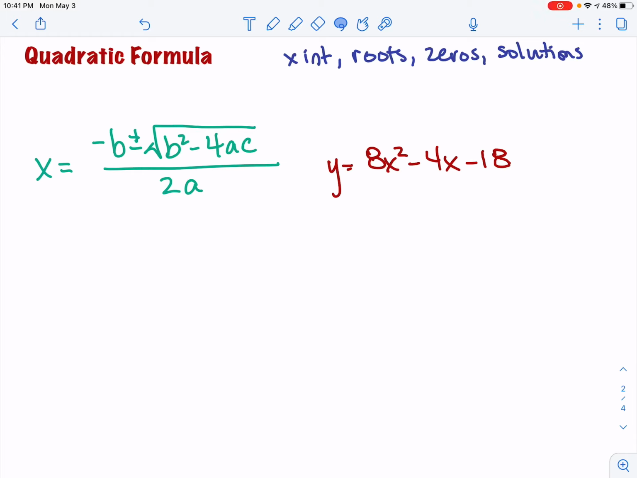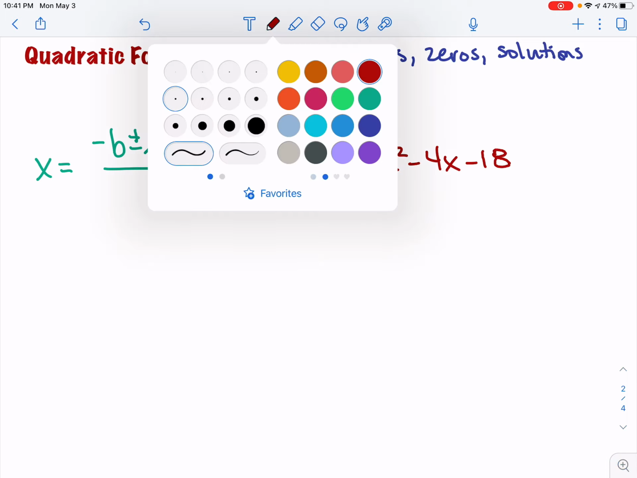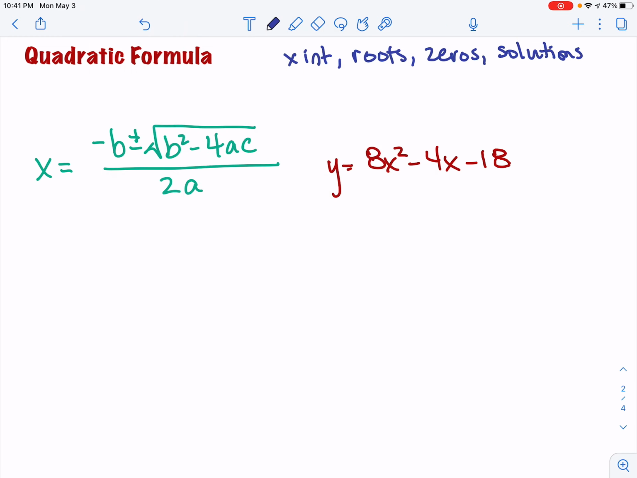Alright, we're going to take a look at another example of using the quadratic formula to help us solve a quadratic equation. We are going to look at this in terms of finding what our x values would be when our y is 0. Those are your x-intercepts, your roots, your zeros, or your solutions. They're all called those things interchangeably. We're going to focus on x-intercepts primarily because I'm thinking about this in terms of graphing.